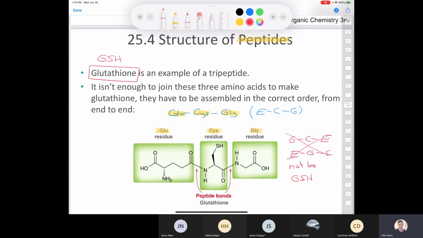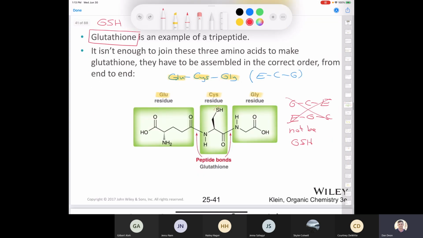And again, the reason why glutathione is an important molecule, I failed to mention that, is because it's a scavenger of radicals in the body, and it also reacts with different electrophiles in the body, because you have the thiol here, which can be a really good nucleophile, so it can act as a nucleophile. Anyhow, that's neither here nor there, but the idea is that the tripeptide has to have the amino acids linked in a specific order in order to make this molecule glutathione.